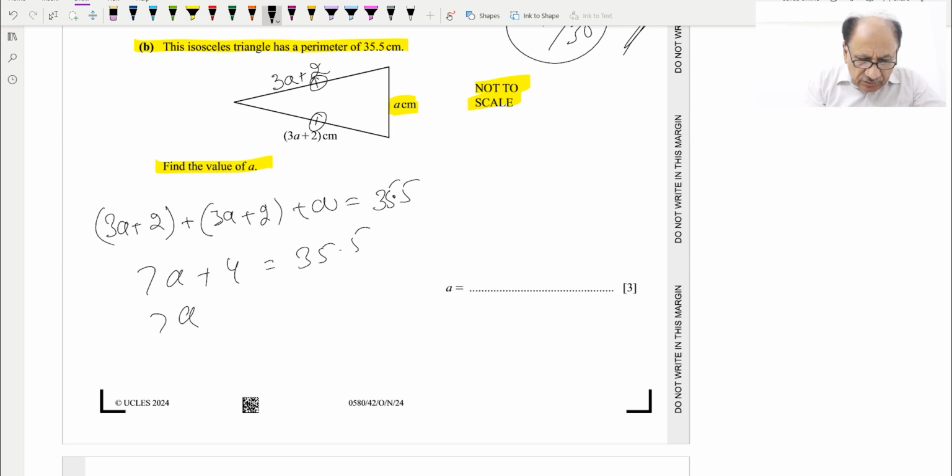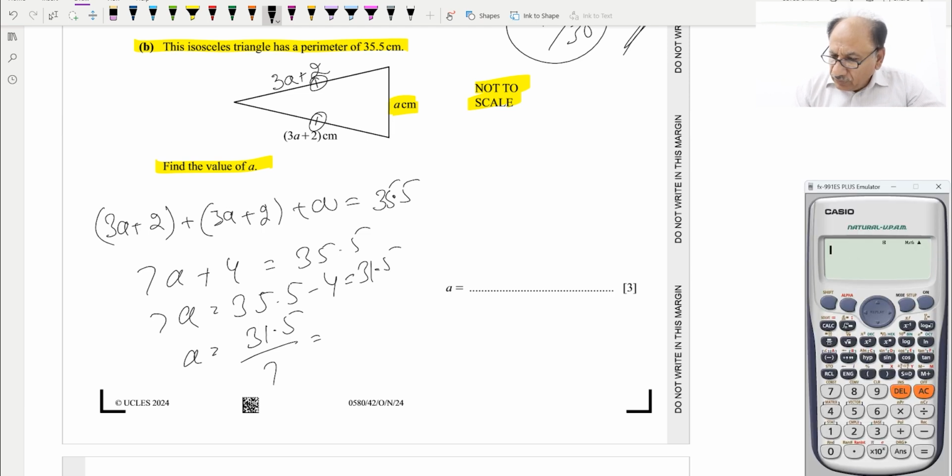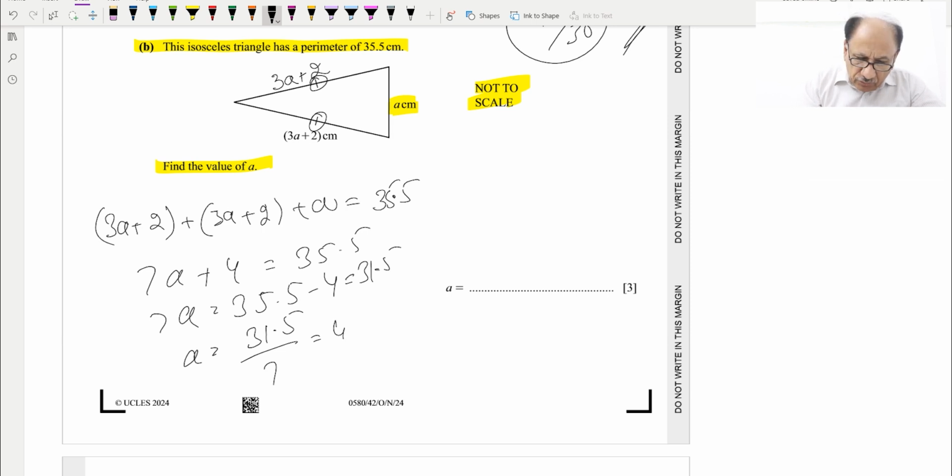So 7a is equal to 35.5 minus 4. So this will be 31.5. So a will be equal to 31.5 over 7, which we can solve. 31.5 over 7 is equal to 4.5. So 4.5 will be our final answer for 3 marks.